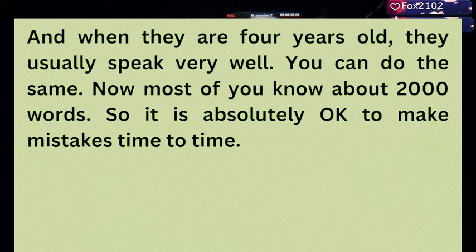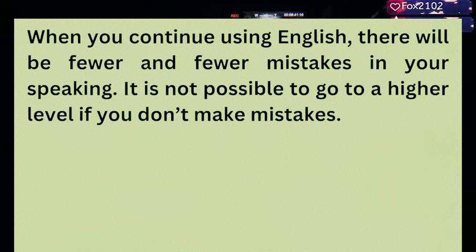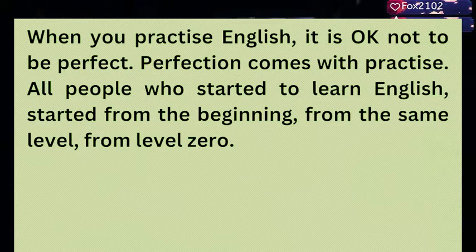Now, most of you know about 2,000 words. So it is absolutely okay to make mistakes time to time. When you continue using English, there will be fewer and fewer mistakes in your speaking. It is not possible to go to a higher level if you don't make mistakes. When you practice English, it is okay not to be perfect. Perfection comes with practice. All people who started to learn English started from the beginning, from the same level, from level 0.